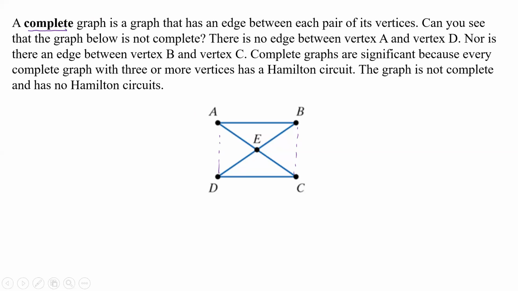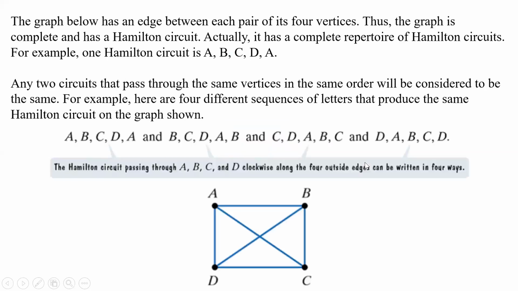Okay. So complete graphs are significant because every complete graph with three or more vertices has a Hamilton circuit. Now the graph, again, has no Hamilton circuits because it's not a complete graph. Now this graph below has an edge between each pair, so now we've added those in, and because of that, the graph is complete and it has a Hamilton circuit. Actually it has a complete repertoire of Hamilton circuits. For example, one could be we go from A to B and B to C and C to D and D back up to A. So that would be one.